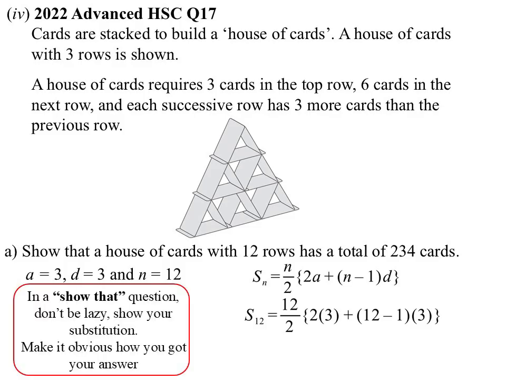And eventually, now, yes, important. It's a show that question, so don't be lazy. Don't just go, I'll go to my calculator. Oh yeah, look, that's the answer. They're asking you to show it. So that substitution step where you actually plug the numbers in, that becomes important. And there we go, 234 is my final answer, which is what we were expecting.